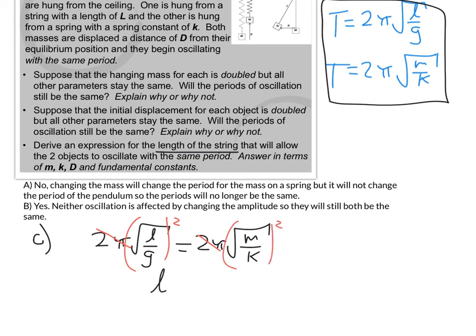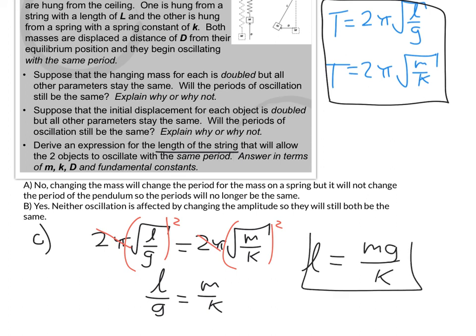And so what I'm left with is L over g equals m over k, which means that the length will be equal to mg over k. Notice we do have this d, the displacement term, in there. However, that has no impact on the period itself, so it doesn't really matter what the value of that is.